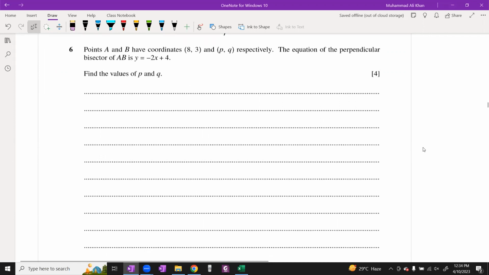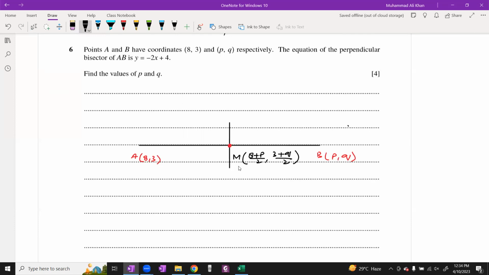पॉइंट्स A एंड B हैव कोऑर्डिनेट्स दिस एंड दिस. द इक्वेशन ऑफ द परपेंडिकुलर बाइसेक्टर इज दिस. फाइंड द वैल्यू ऑफ p एंड q. करते हैं जनाब. क्या है सिलसिला? A के कोऑर्डिनेट्स आपको दिए गए 8, 3. B के कोऑर्डिनेट्स दिए गए p एंड q. मिड पॉइंट के कोऑर्डिनेट्स आप कैलकुलेट कर सकते हैं: (8 प्लस p) ओवर 2, (3 plus q) over 2. Equation of bisector kya hai? y equals to minus 2x plus 4. Agar midpoint ke coordinates ko isme rakh diya jaye to y ki jagah par (3 plus q) over 2 equals to minus 2, x ki jagah par (8 plus p) over 2, plus 4. Simplify kar de.